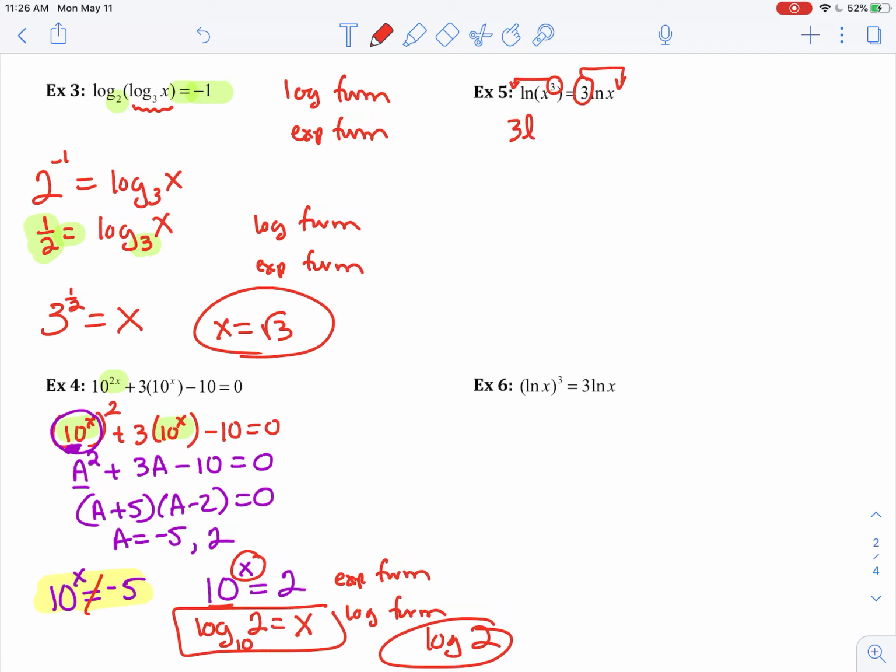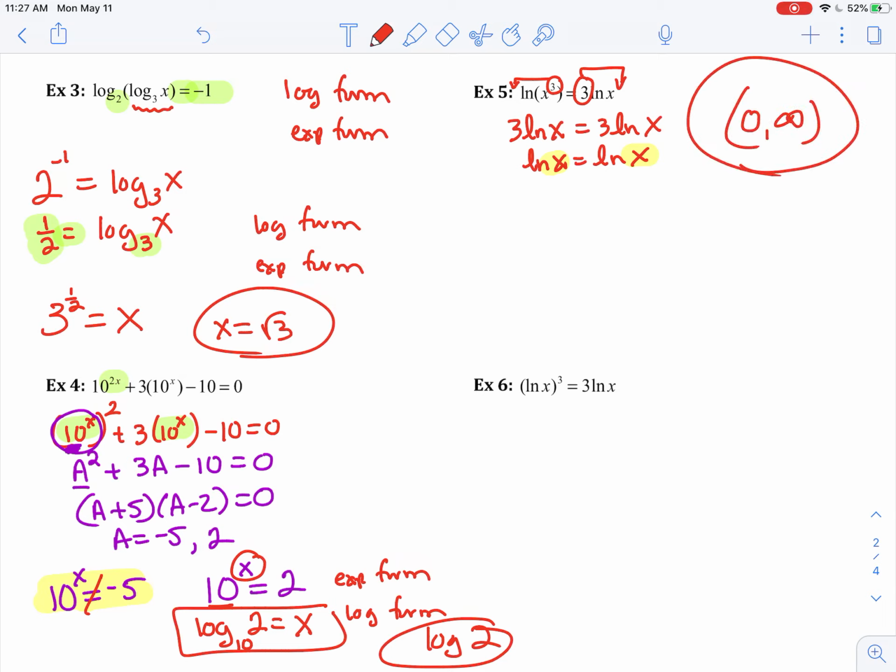I am just going to put those both as 3 natural log of x equaling 3 natural log of x, or we just have the natural log of x equaling the natural log of x, which is always going to be true for all values in our domain. And recall with logs, we do have a restrictive domain. We can only take logs of positive quantities. We cannot take logs of zeros or negatives. So this is true for all values that are greater than 0. So from 0 to infinity, not including 0.